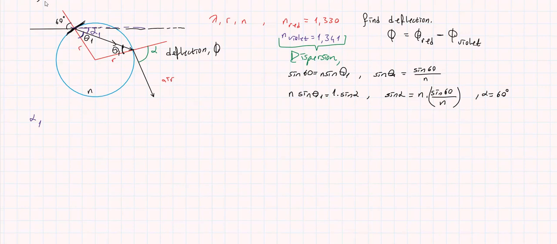Then again, the ray incidence from raindrop to outside, to air, and it deflected again. If it didn't refract, it would follow this path and would make this angle theta 1 with the surface normal, but it didn't. It deflected this much. Let's call this alpha 2. So my total deflection will be alpha 1 plus alpha 2. Now I will try to calculate alpha 1 and alpha 2.